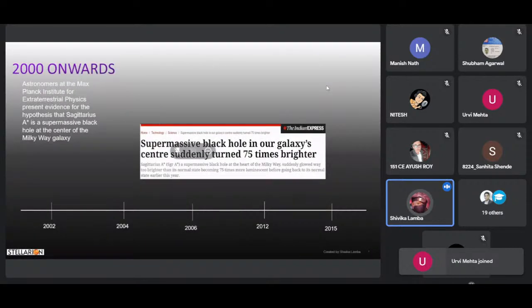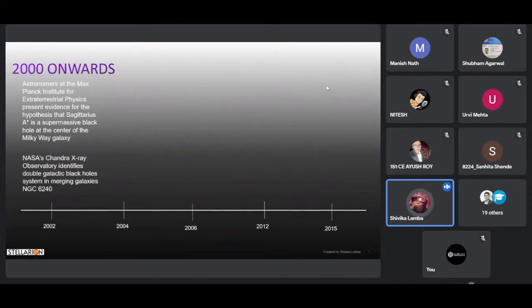Okay, so 2000 onwards. In 2002, astronomers at the Max Planck Institute said that Sagittarius A is actually a supermassive black hole, which is at the center of the Milky Way galaxy. In the same year, the Chandra X-ray Observatory identified double galactic black holes. And in 2004, there was further evidence supporting that Sagittarius A was in fact a black hole.